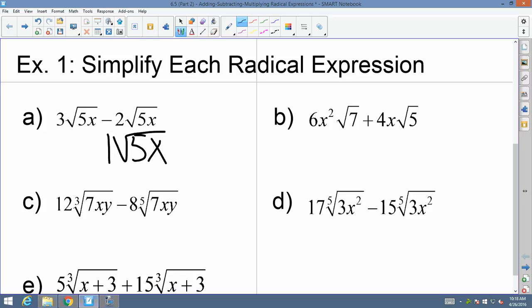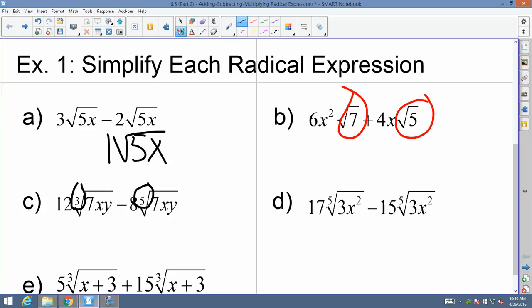Letter B. Can I add those two? No. Why can I not add those? Because I don't have the same radicand. I have the same index. They're both square roots, but I don't have the same radicand. How about for C? What can I do there, gentlemen? Nothing. Exactly. Why? Because I have a fifth root and I have a cube root.